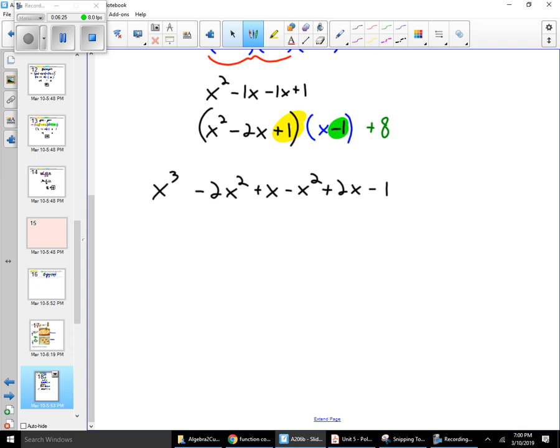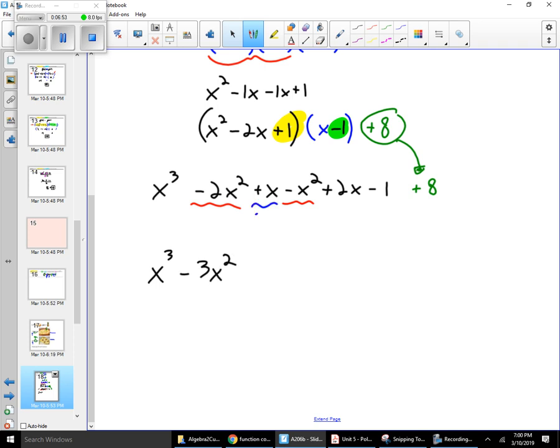There's still a plus 8 that's hanging around. We don't want to lose that. And now we're good to go ahead and combine some like terms. So we have that x cubed at the very beginning. No like terms for x cubed. We have a couple of x squared terms. We have negative 2x squared minus x squared. That'll give us a negative 3x squared.